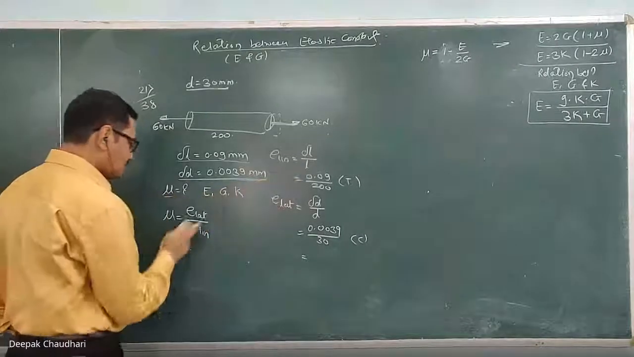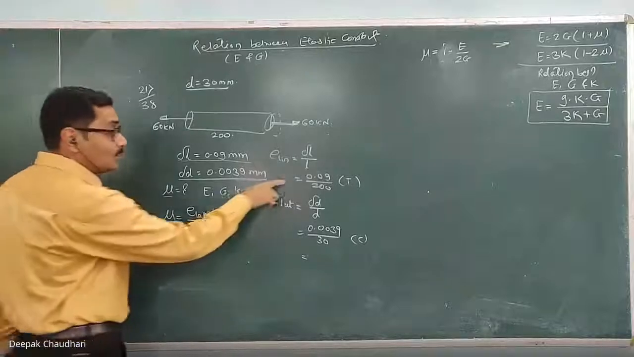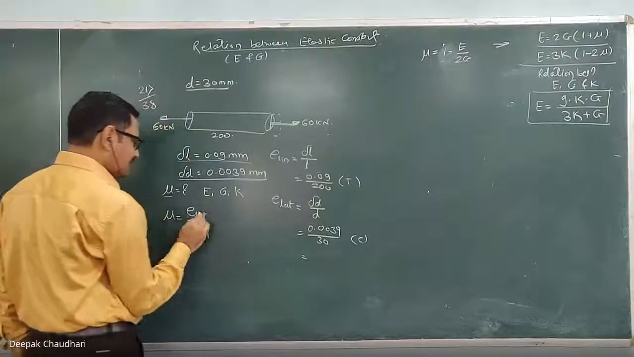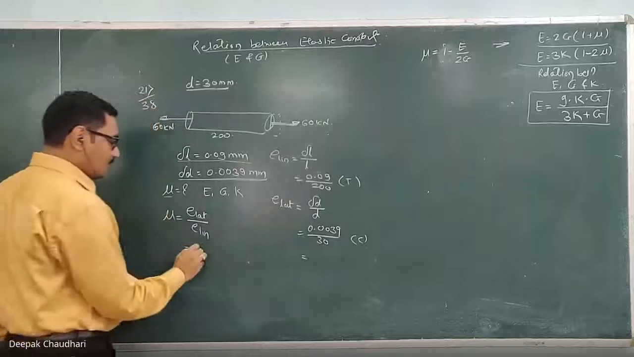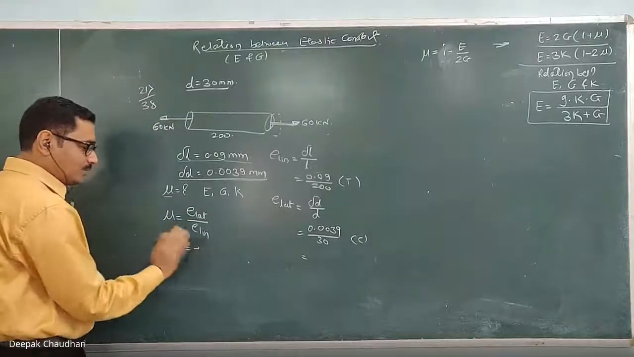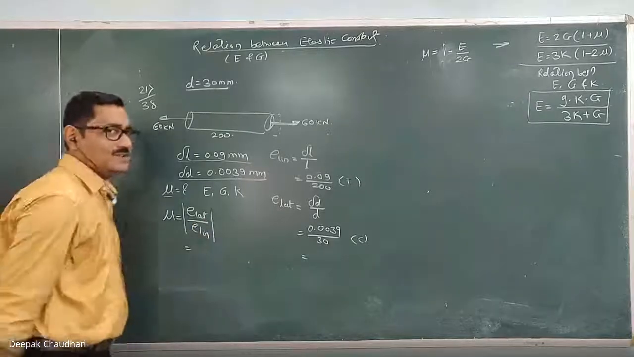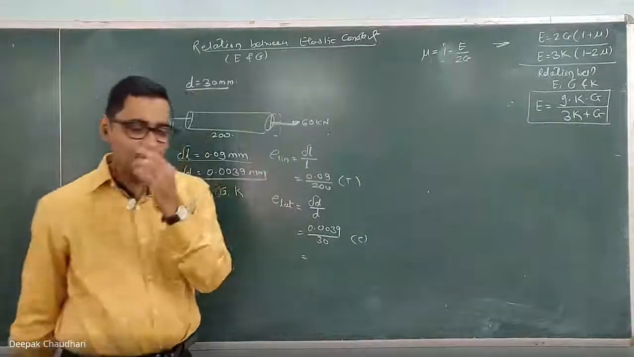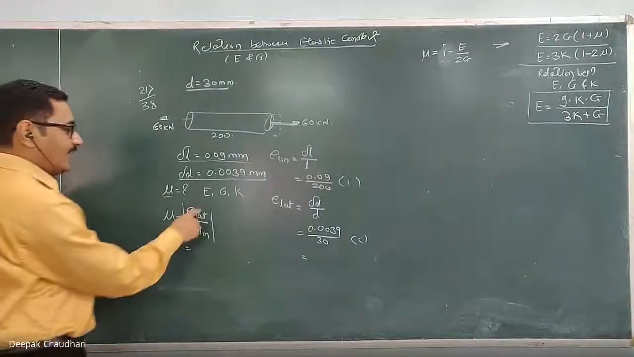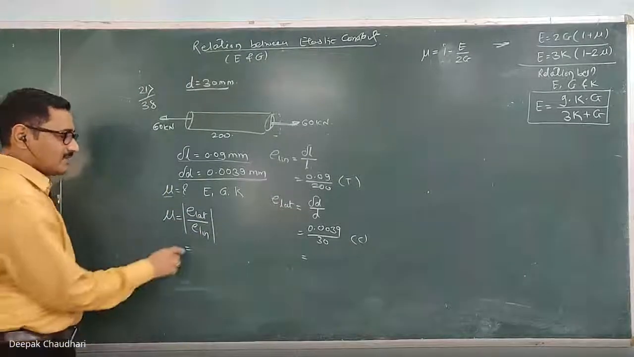Take the ratio of these two strains, and you will get mu. Don't use any sign convention, where tensile is positive and compressive is negative. If you use that, you will get a negative mu, but mu is never negative. So only use the numerical values. Lateral strain upon linear strain gives you mu.